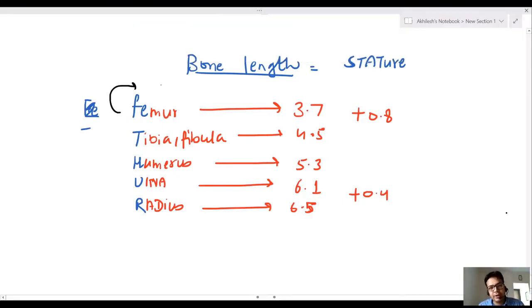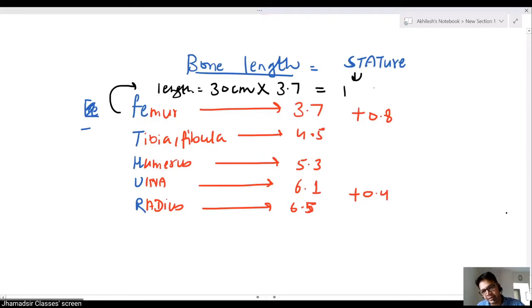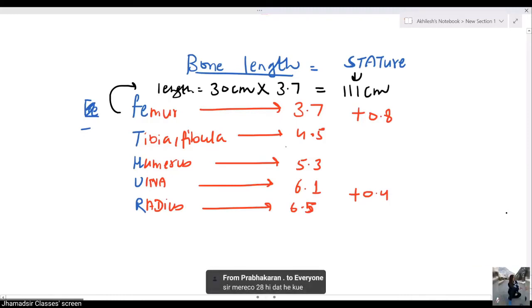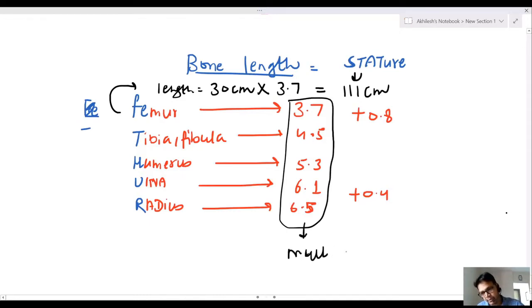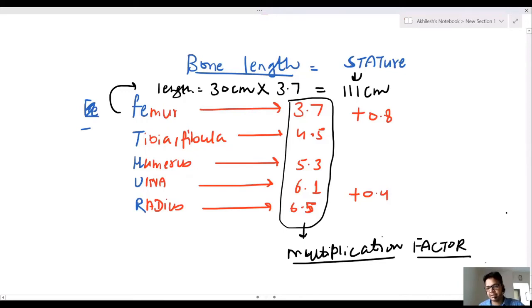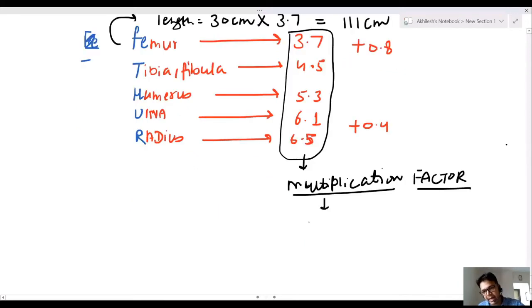You found a femur bone somewhere. The length of the femur bone is 30 centimeter. So what you need to do is multiply 30 centimeter by 3.7. Then you will get the stature. That is 30 into 3.7, which is 111 centimeter. It means, sir, these are multiplication factors, and these were given by Karl Pearson.